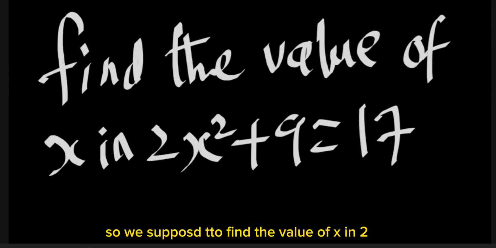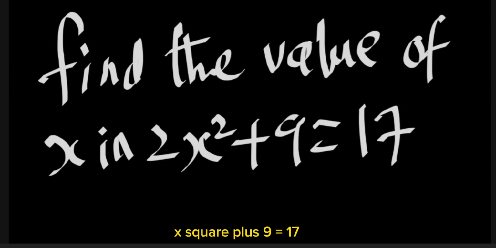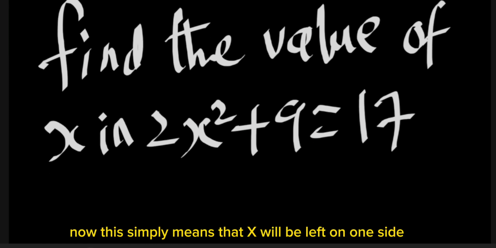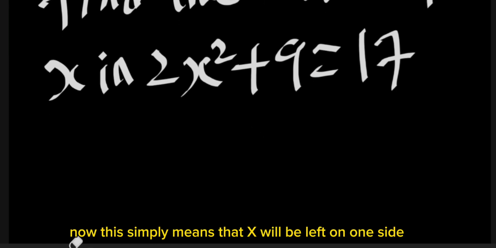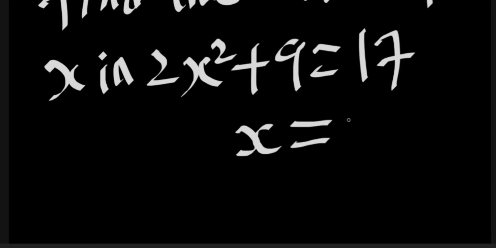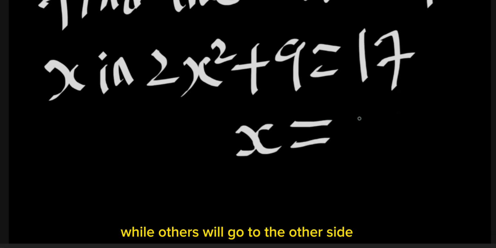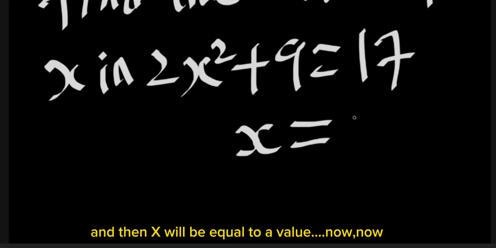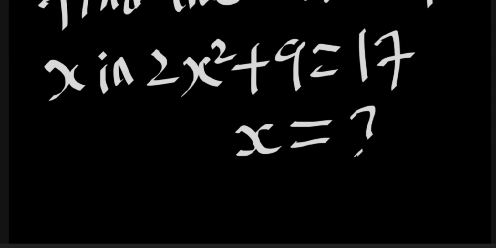So we're supposed to find the value of x in 2x squared plus 9 equals 17. Now this simply means that x will be left on one side while others will go to the other side, and then x will be equal to a value. Now the aim and the mission of this is to take everybody to the other side.